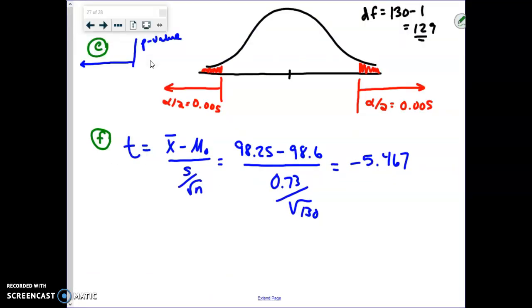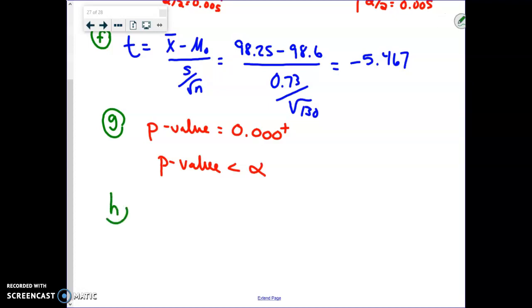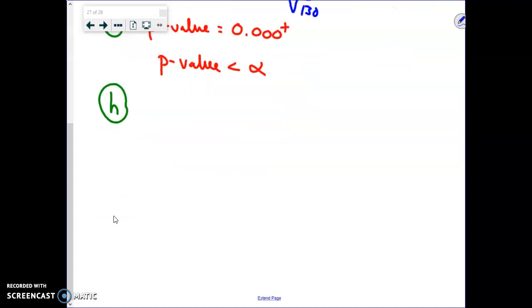So for G, we found our p-value was equal to, it's pretty close to 0 according to what our stat app says. So that means our p-value is less than alpha. Remember, alpha is 0.01. So what's left to do is write the conclusion, and that is we're going to reject the null hypothesis. Our sample data is so strong that it's really going to reject it.